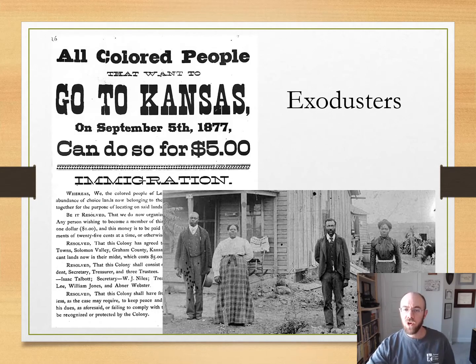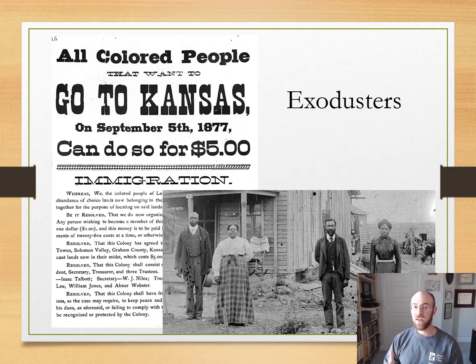So you have a group called Exodusters. These are African Americans that are basically fleeing to Kansas. So this is, you can see an advertisement targeting African Americans. These are people that wanted to leave the South, or they just wanted an opportunity to own large places of land. They're going to Kansas.